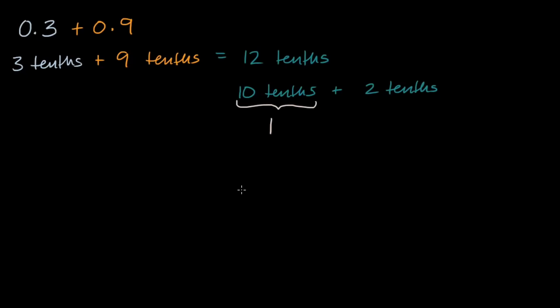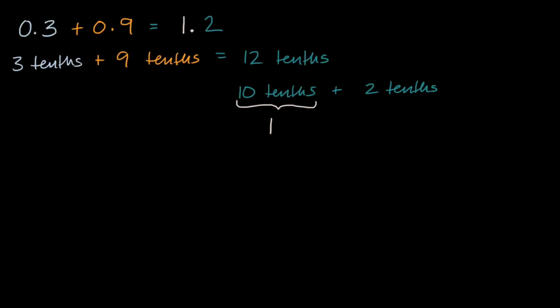So how do we write 1 and 2 tenths? Well, we could write it as, in the ones place, we just write a 1. And then in the tenths place, we write our 2 tenths. So you could say it's equal to 1.2, or you could say it's equal to 1 and 2 tenths, which is the same thing as 12 tenths.